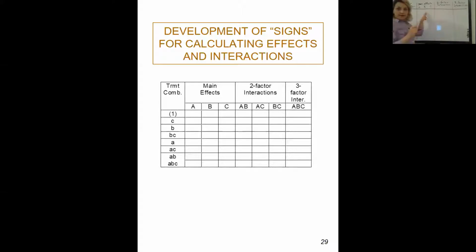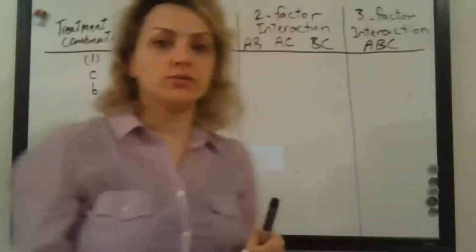So with the main effects, we have A, B, and C, right? We have 3 main effects. And for the interactions, we would have the interaction of AB, the interaction of AC, and then BC. So I'm going to write down here AB, AC, and BC. These are the 2-factor interactions. For the 3-factor interaction, I would have A, B, and C, right? So I would write down here ABC. Then, in the next step, let me stop sharing so that you could see.